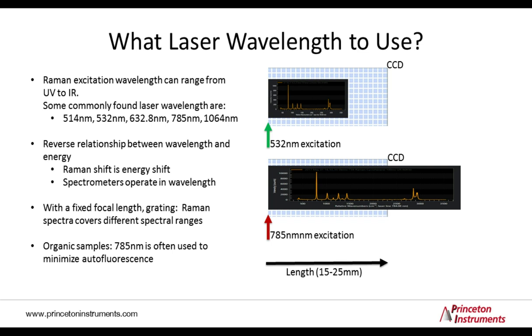So while 785 nanometer excitation is often used in organic samples to minimize autofluorescence, one has to keep in mind that the Raman cross-section increases inversely to the wavelength to the power of 4. So it is much stronger for shorter excitation wavelengths as well.